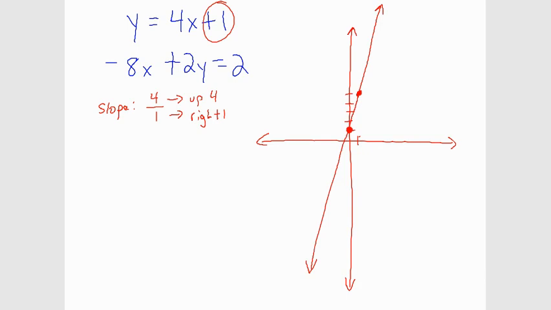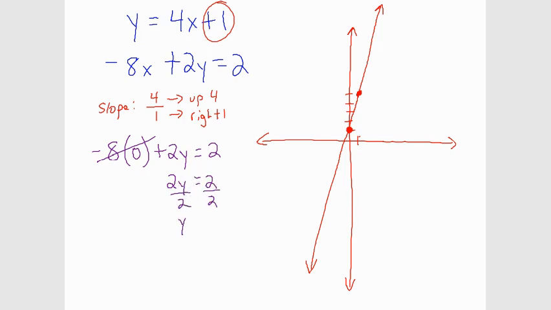There we go. Okay, great. All right, now we have standard form, which means we need to resort to using intercept math, which means I'll plug in 0 for x. 0 for x means I'm solving for the y-intercept. That cancels, and we get 2y equals 2 divided by 2. We get y equals 1.